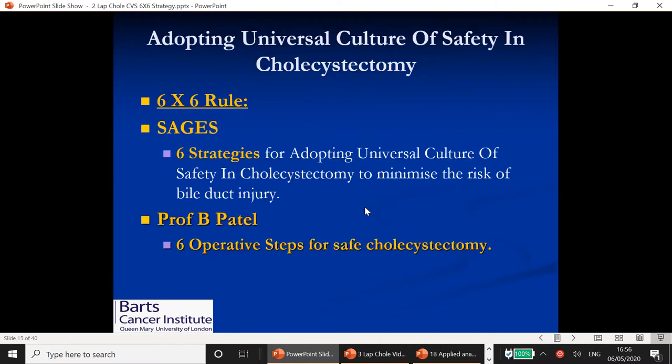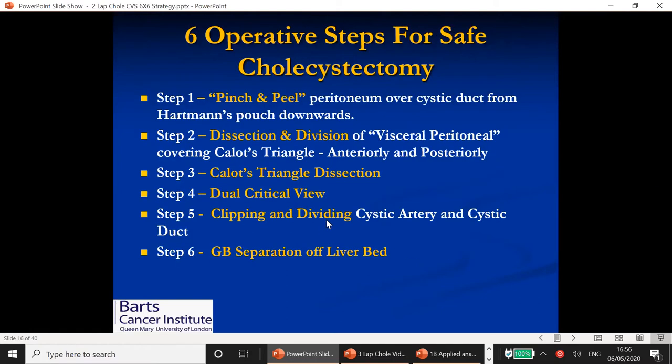Now I'll take you through the cholecystectomy procedure, which I've broken down into six steps. I've described the first two steps as blunt dissection of the calyx in the calyx triangle, where you pinch and peel the peritoneum starting just below Hartmann's pouch over the cystic duct. Then you dissect the visceral peritoneum that is covering the calyx triangle.